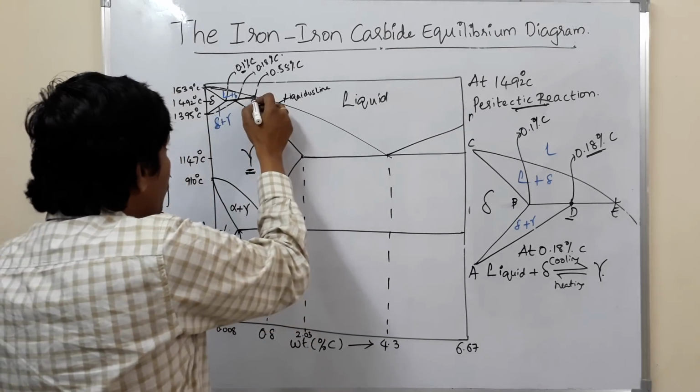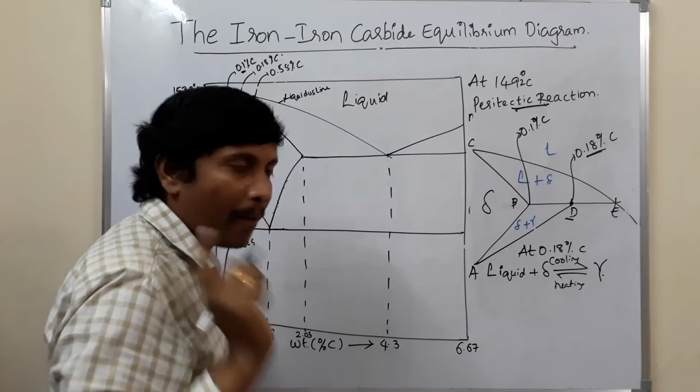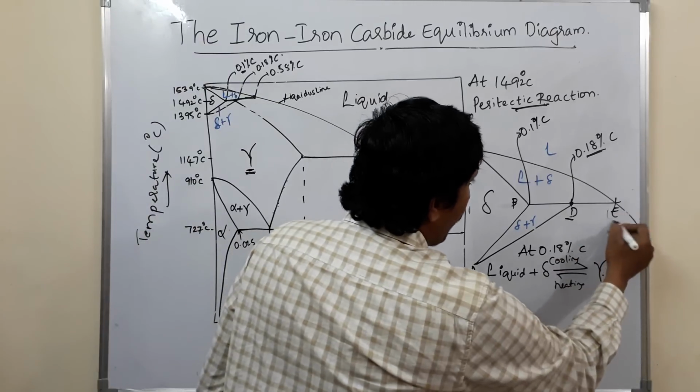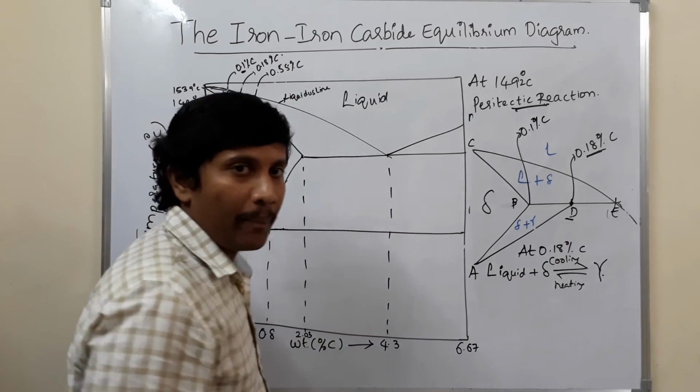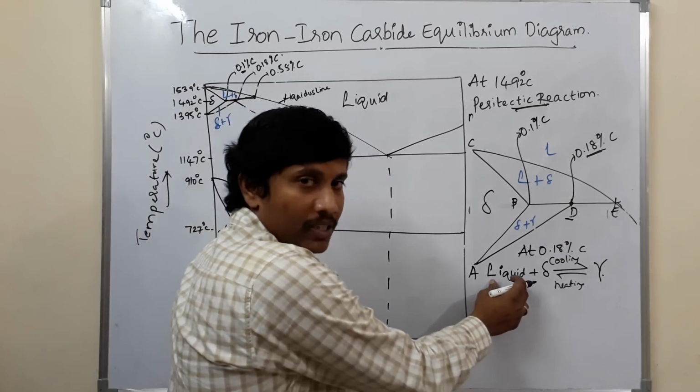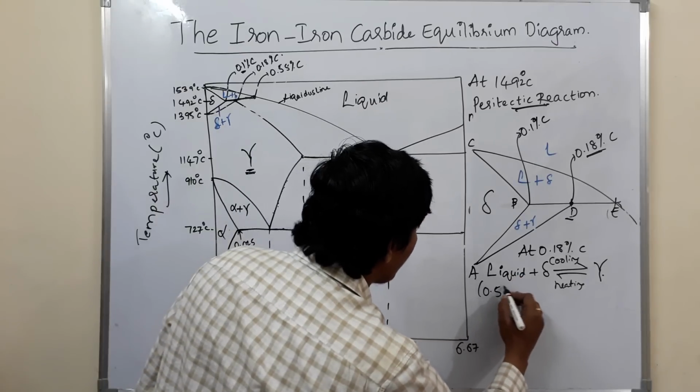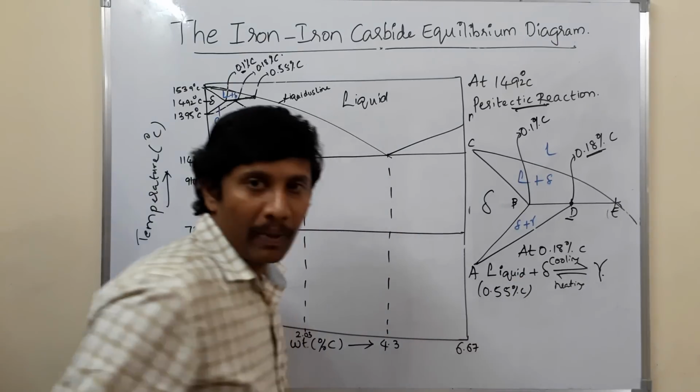You'll be dropping this point on the x-axis, that is, on composition. So at point T, what is the percentage of carbon mentioned? It is 0.55 percentage of carbon. So in this liquid, how much percentage of carbon is there? 0.55 percentage of carbon. Fine.